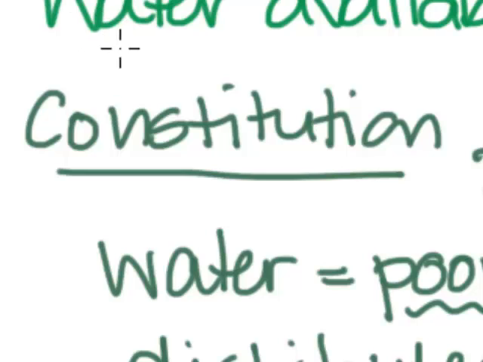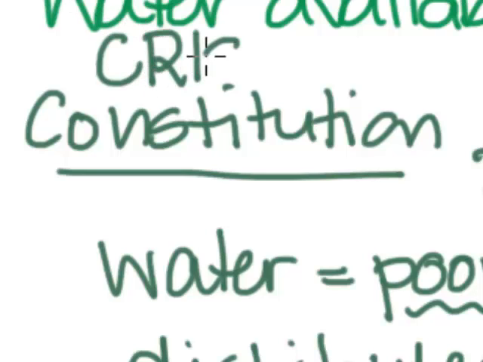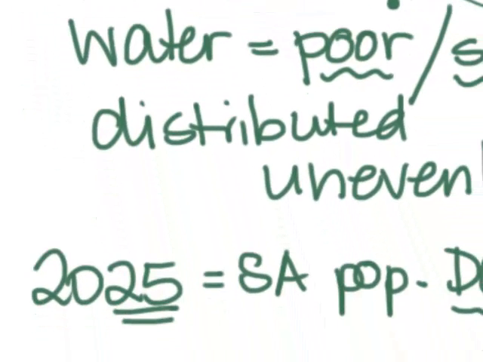Remember what we're looking at the moment. We're looking at crises that are impacting on the human population and the rest of life on Earth. And water availability is a crisis not only in South Africa, but across the world.